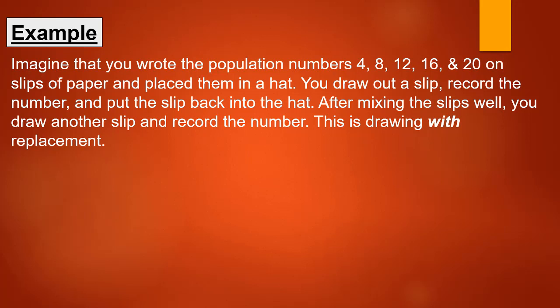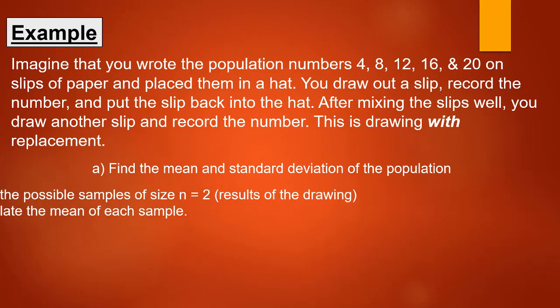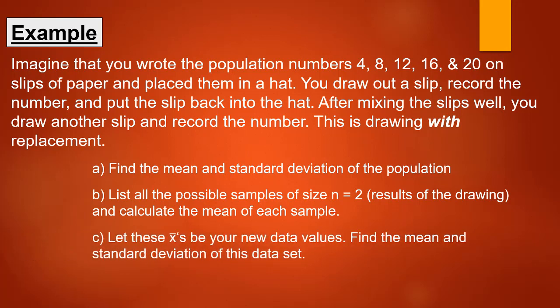Okay. So what we want to do is a few different things. We want to find the mean and the standard deviation of the population. We want to list all samples of size 2 from the population and calculate the mean of each one of those samples. Then those means that we get, those x bars, we want to let them be our new data values, and we want to find the mean and standard deviation of this set. And then we're going to compare those values that we get in part C to the population values that we got in part A.